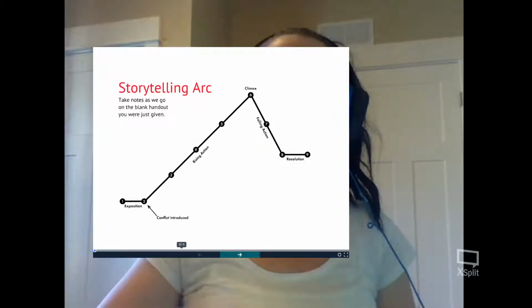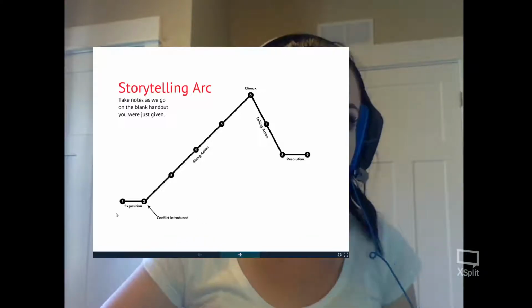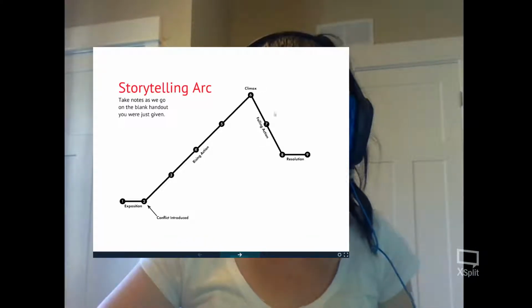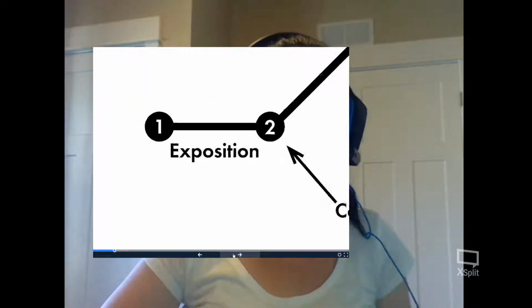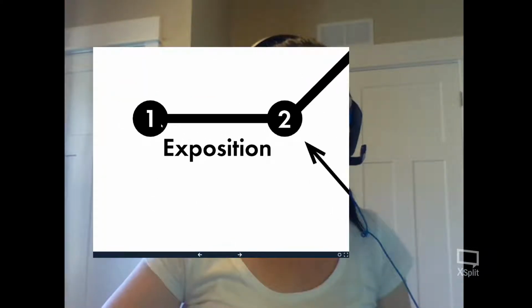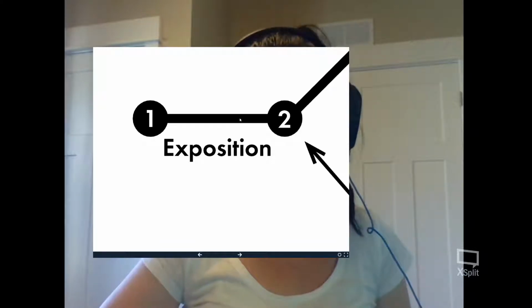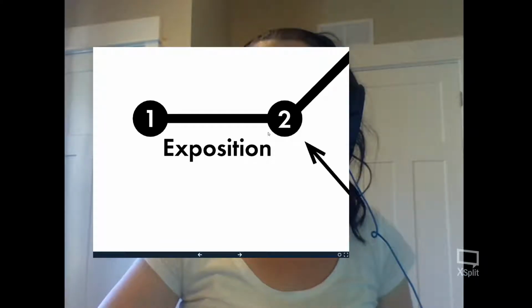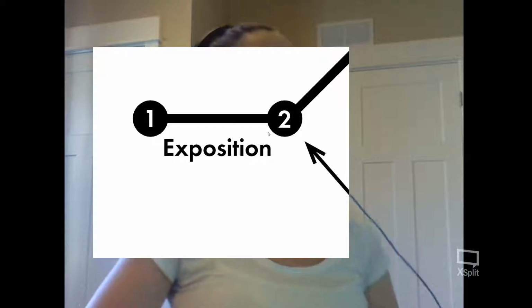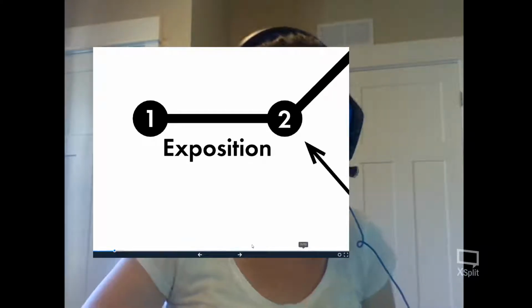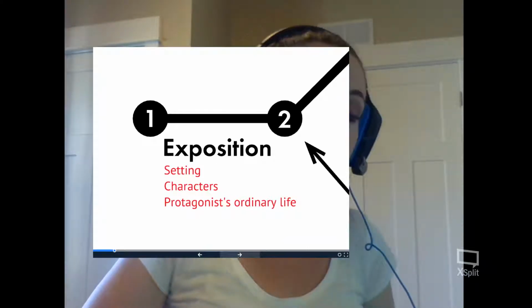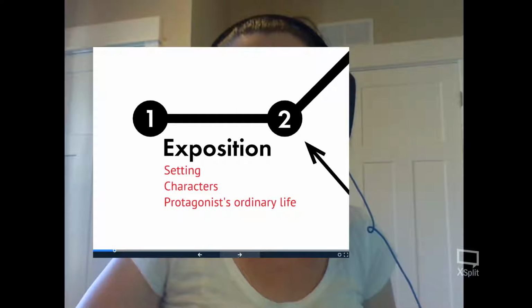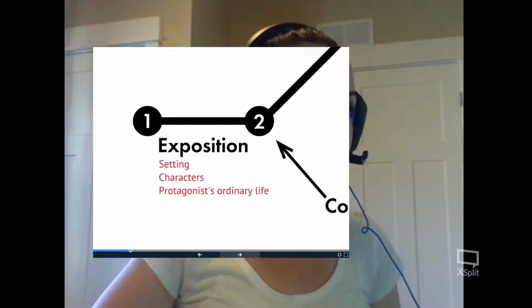Okay, so here is a storytelling arc, or a pyramid. It kind of looks like a pyramid here. It has different points. This first point right here, from going 1 to 2, is called exposition. It is the starting point. In the exposition, the setting is introduced, characters, the protagonist or the hero's ordinary life.